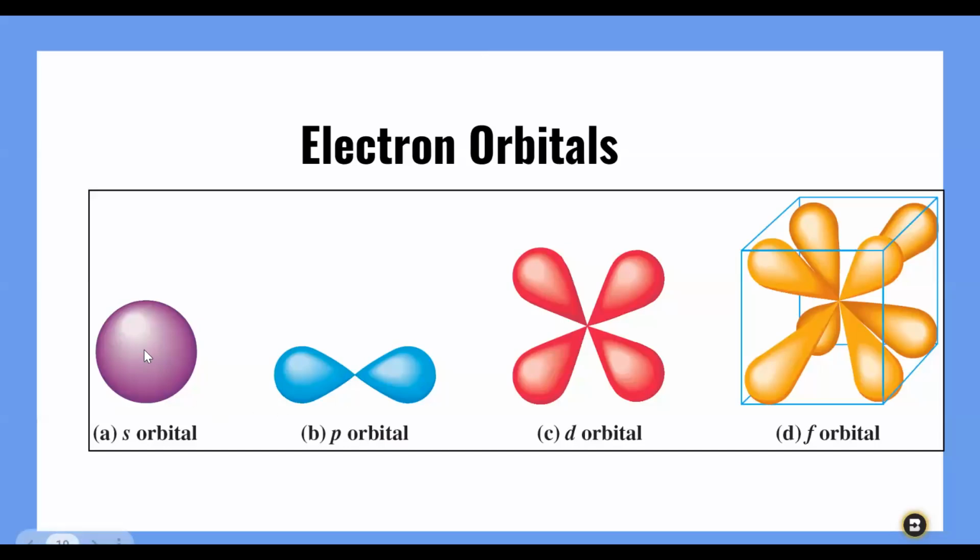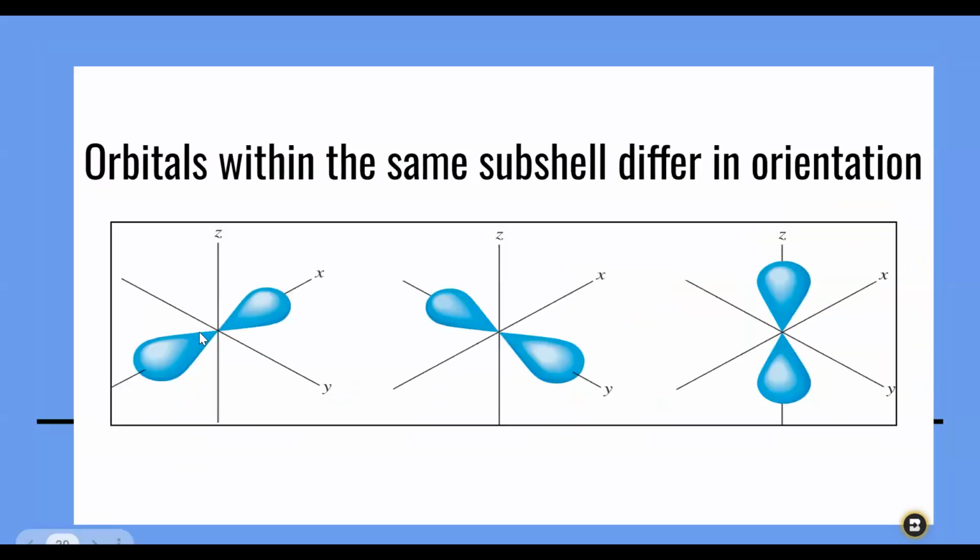Orbitals. This is the S orbital, looks like this. P orbital looks like this. D orbital looks like this. And F orbital looks like this. Remember, in P we have 3 subshells. These are the 3 subshells for P orbital.